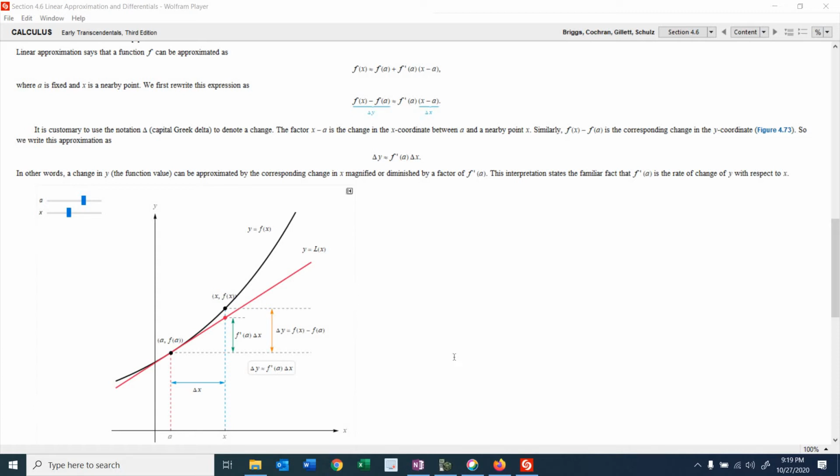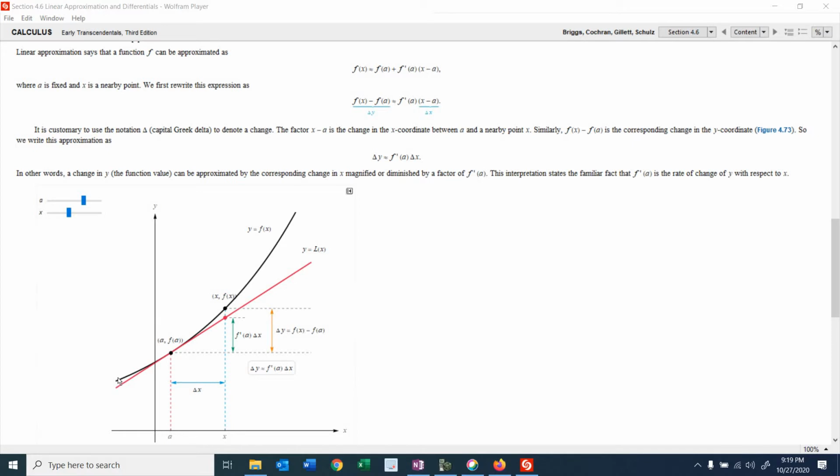Hello again. In this video, we're going to use the linearization function L of x that we derived in the last video to help us approximate the change in the y value that occurs on a nonlinear function when its input values are changed. In other words, when there's a change in its x values. Okay, so let me show you how we do this.